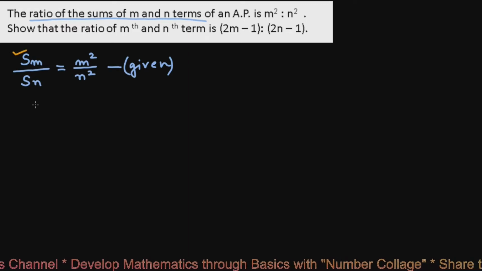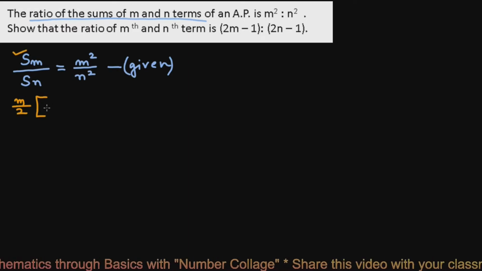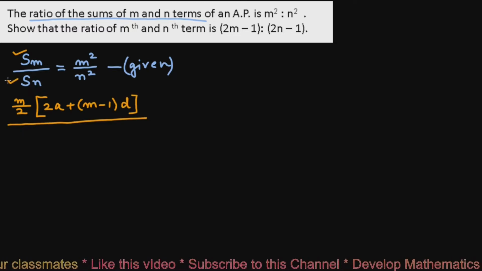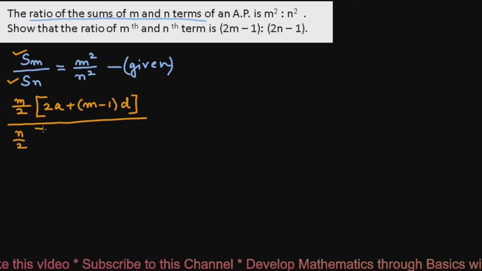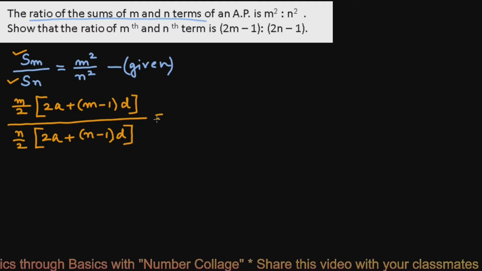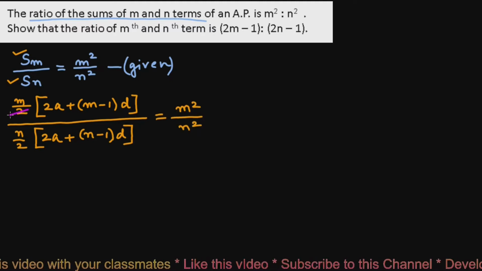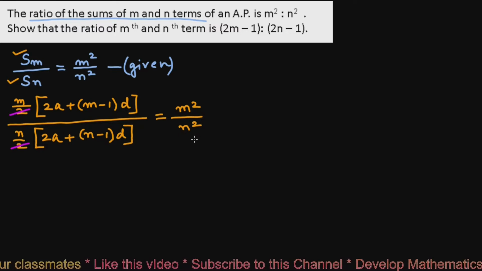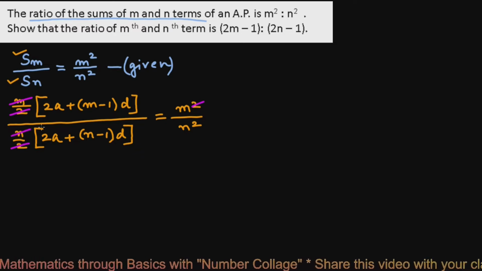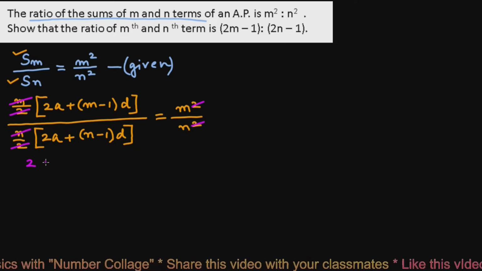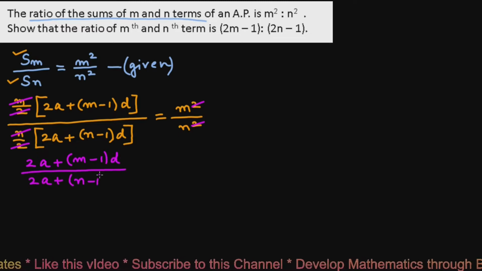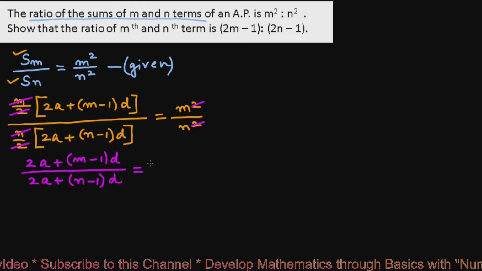Now we write Sm as m upon 2 into (2a plus (m minus 1) into d) upon, for Sn we write n by 2 into (2a plus (n minus 1) into d), equals m square upon n square. We will cancel the 2 from numerator and denominator and cancel the m from m square and the n from n square and write (2a plus (m minus 1) into d) upon (2a plus (n minus 1) into d) equals m upon n.